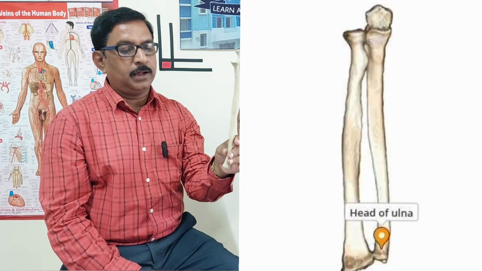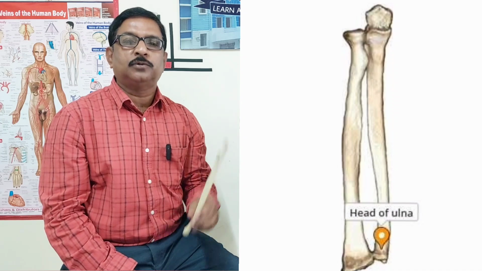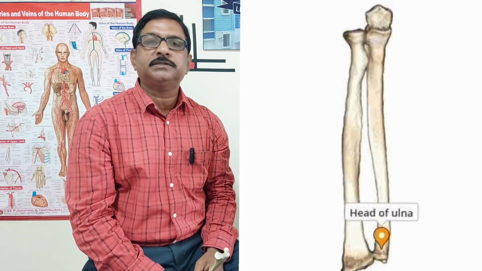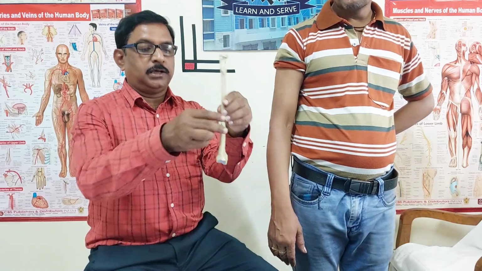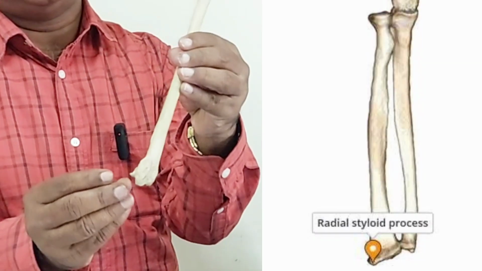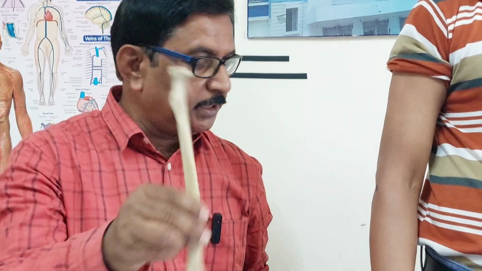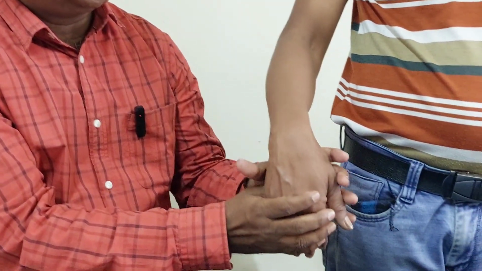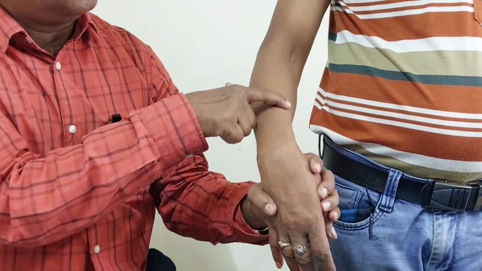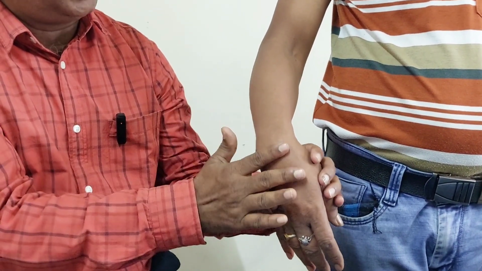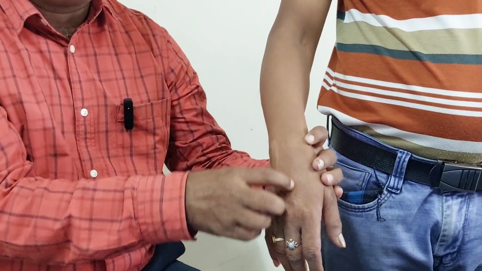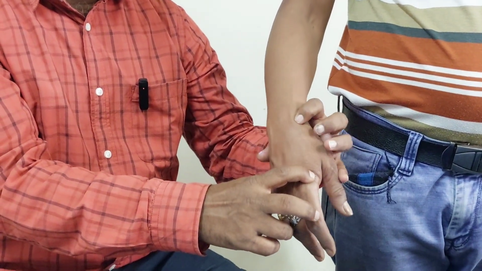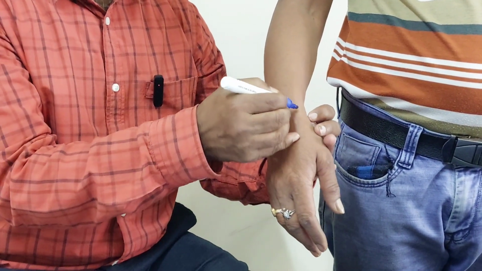The head of the ulna also appears after birth from a secondary center of ossification at the age of 5 years, and like that of the radius, it joins with the shaft at the age of about 18 years. Next point is the styloid process of the radius. This is the radius and this is the styloid process. To palpate this, I will flex the wrist and follow the lateral border of the forearm in a pronated and flexed wrist. Here, this prominence at the lower end is the styloid process of the radius on the lateral side.